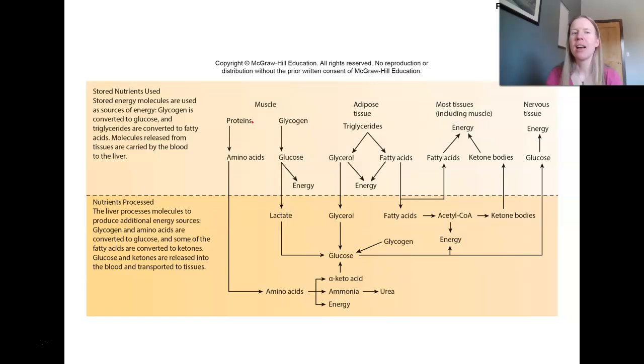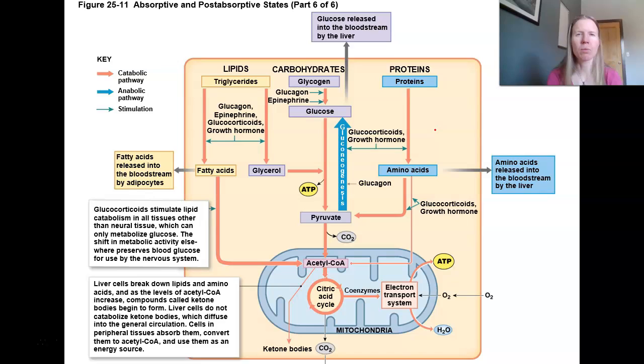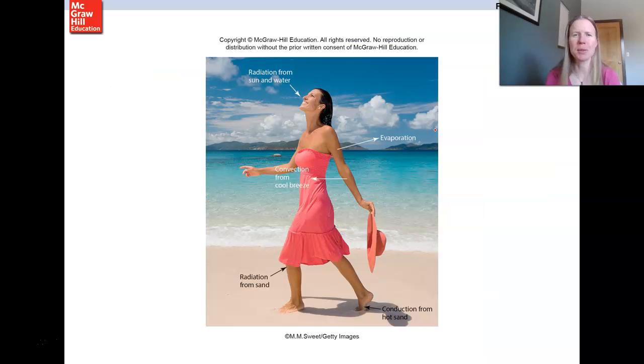Again, just notice catabolic, right? We're tearing things apart here. We're trying to release those stored energies. Okay, and then the same picture. I don't know, I have this all twice.